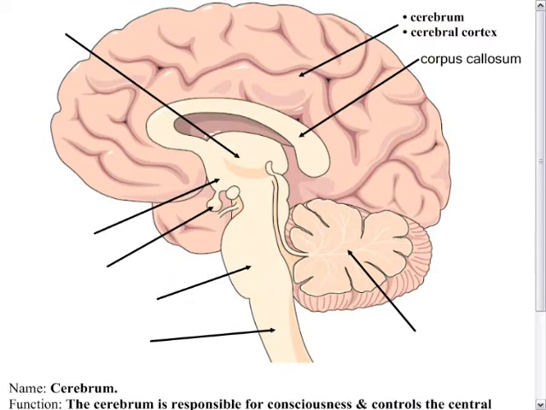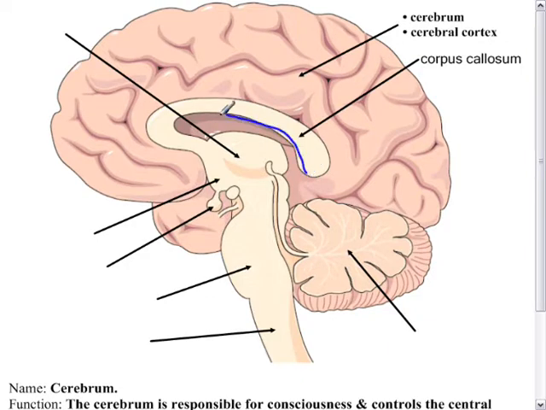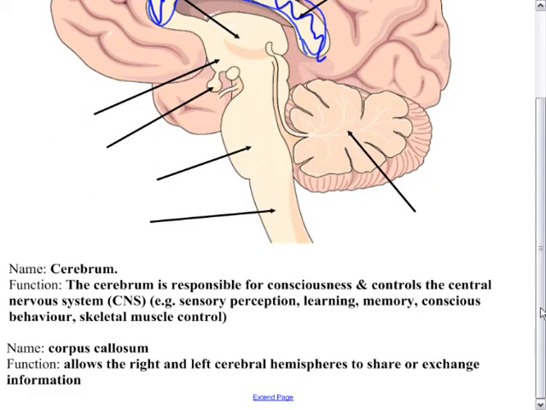The next area we're going to look at is the corpus callosum. This area. The corpus callosum is this structure here. And this structure allows the right and left cerebral hemispheres to share or exchange information. Your brain is essentially divided in half. In order to coordinate communication between the two sides of the brain, you need to be able to share and relay that information. The corpus callosum allows that relay.